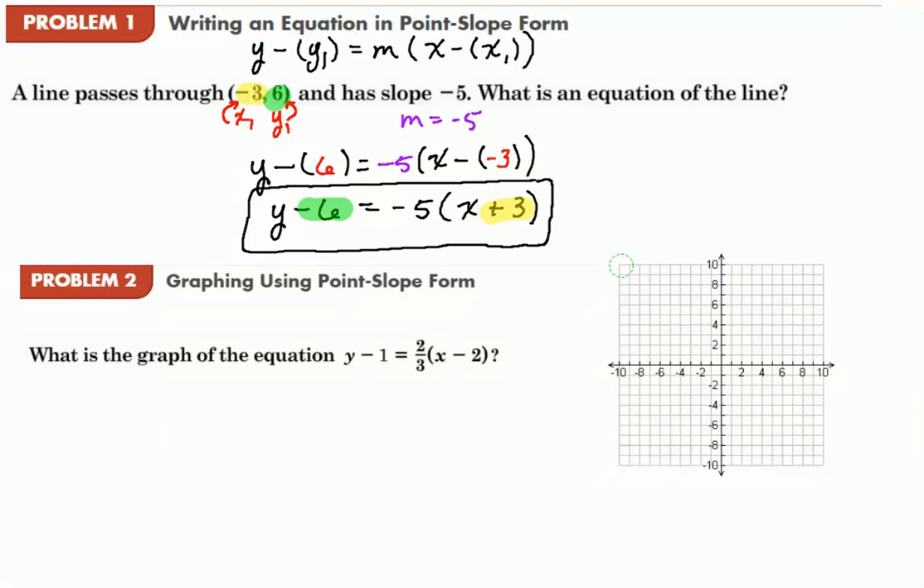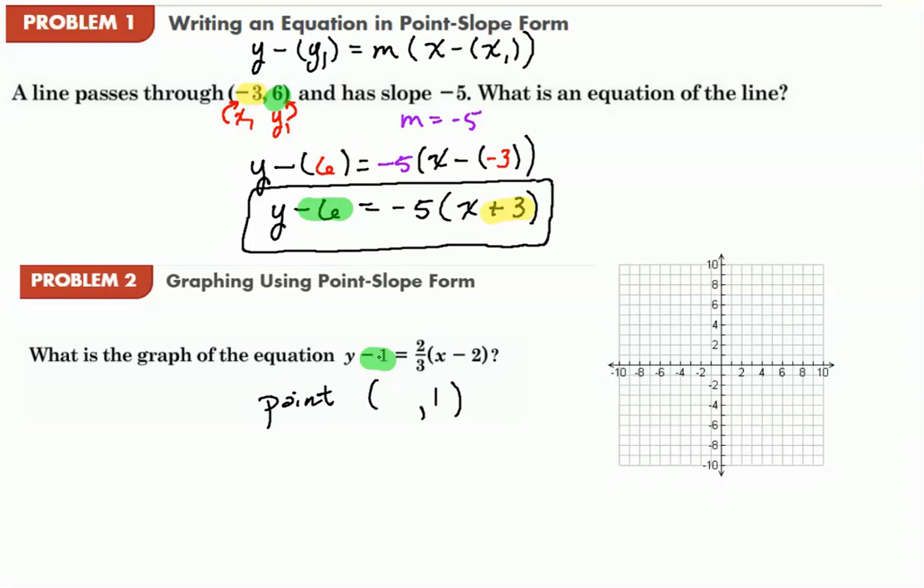Graphing using point slope form. What is the graph of the equation y minus 1 equals 2/3 times x minus 2? So again, it's important that you understand that if you're going to use the formula, so if I use this point of -1, then my point is going to be a positive 1 for y. So that means that this value should be a 1 for my point.